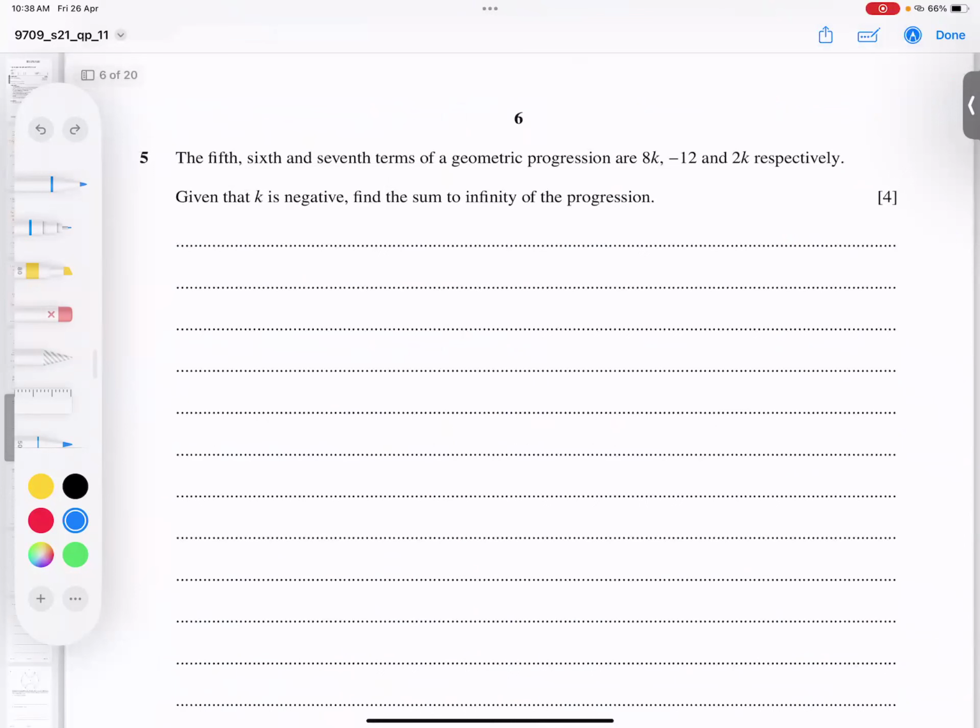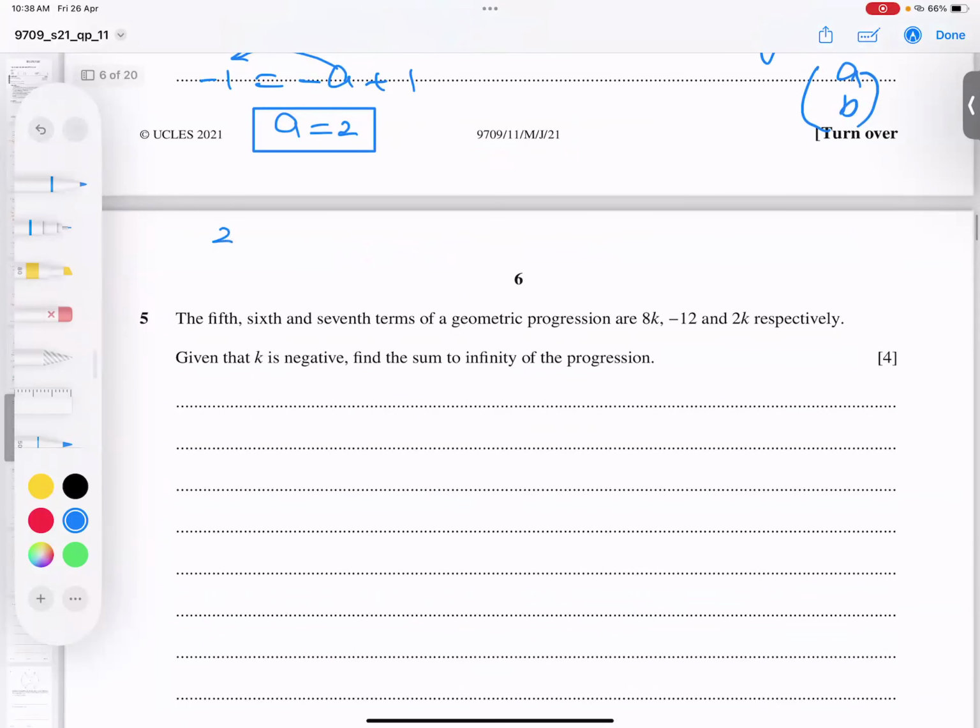Question number 5. The fifth, sixth, seventh terms of a geometric progression are these. T5 is this, T6 is this, T7 is this. Before I start, I always give this example: 2 times 3, I got 6, times 3, I got 18. These are 3 consecutive terms in GP. And can I say this 18 up, 6 down, equal to 6 up, 2 down? I think you're understanding. Here comes 3, here comes 3.